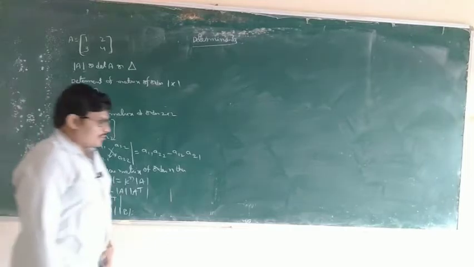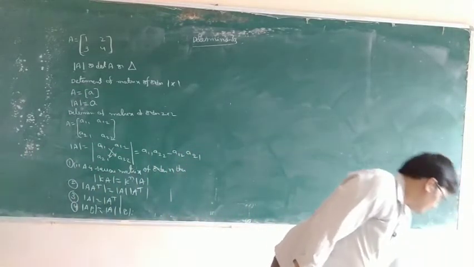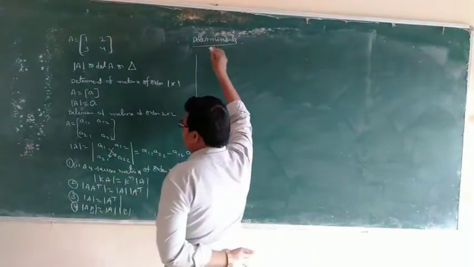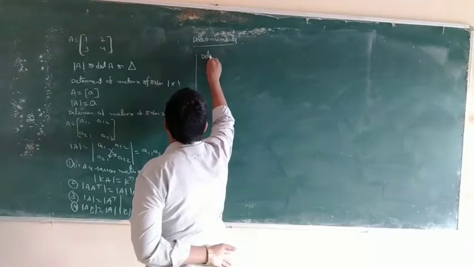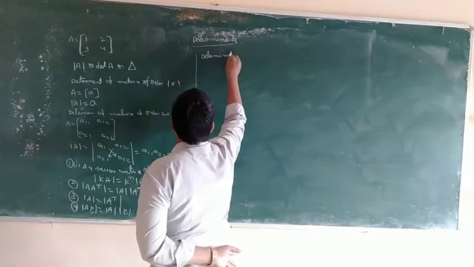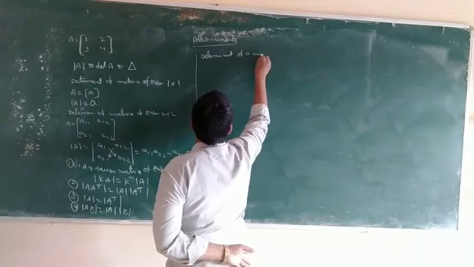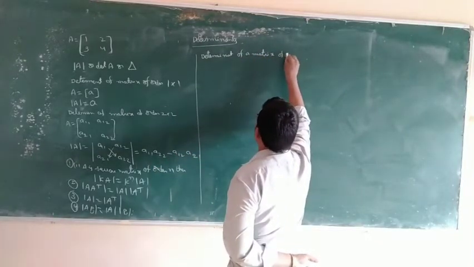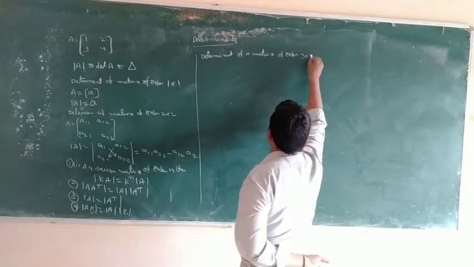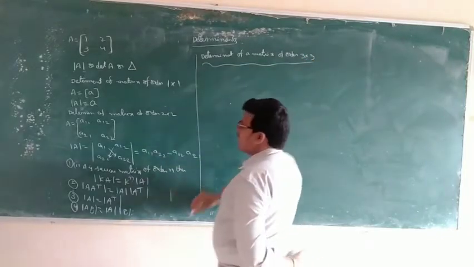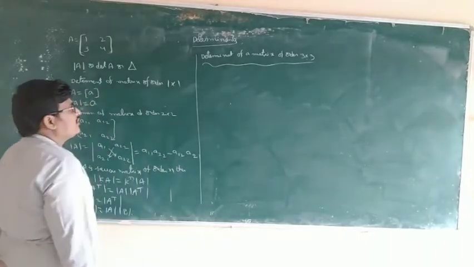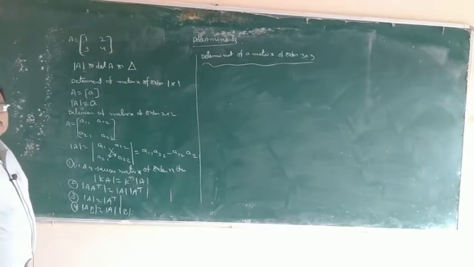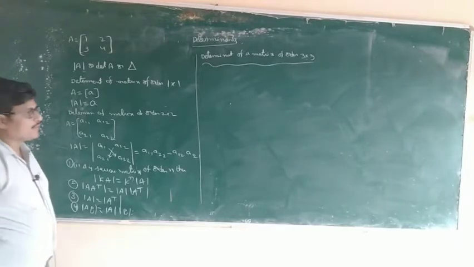Next, the third problem: the determinant of a matrix of order 3 by 3. The definition and the procedure for the determinant of a 3 by 3 matrix. This is very important, and it comes in vectors also.